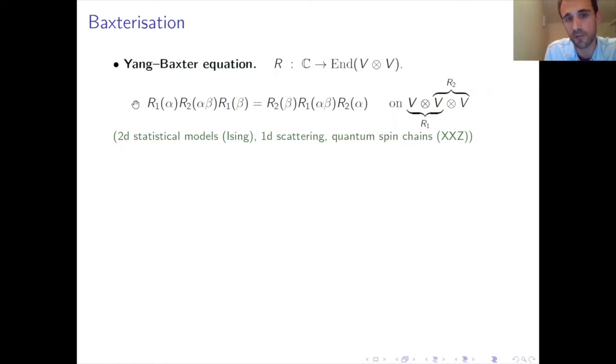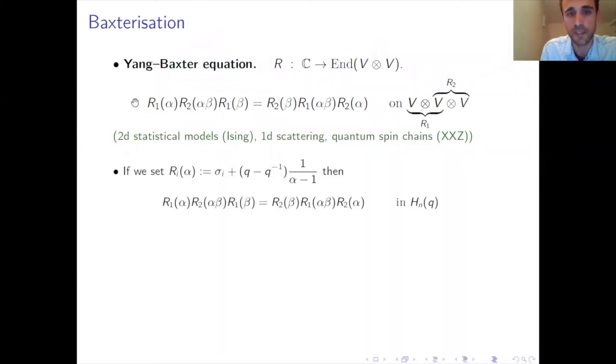Maybe a very easy remark is that it's very difficult to find solutions because it's a functional equation. It's cubic in quite a large number of parameters. So it's an equation which is very difficult to solve explicitly. So we have to come up with methods to build solutions of this equation.